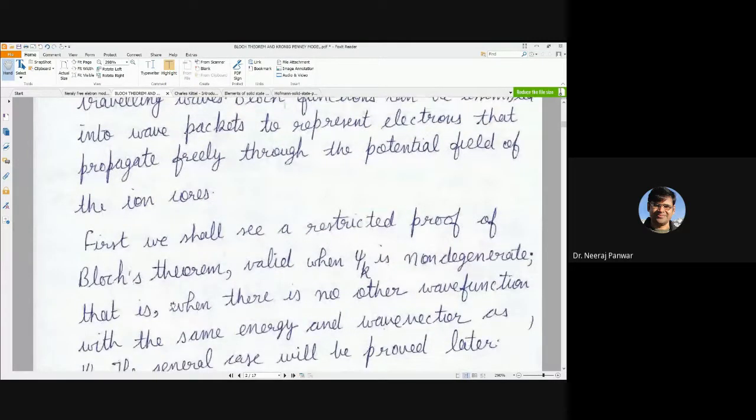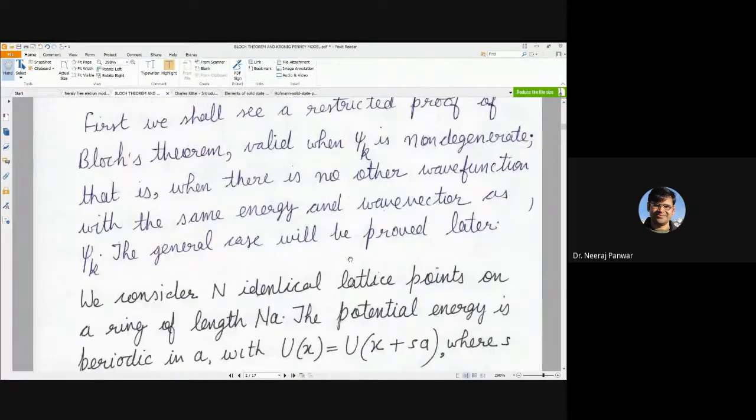Now we would like to prove this Bloch theorem, and first we provide a restricted proof, which means that it will be applicable to psi_k which is non-degenerate. This means that no other electron will have the same function inside the solid. So this is a non-degenerate function. After proving it, we will prove it for a general case that would be applicable to degenerate wave functions as well.